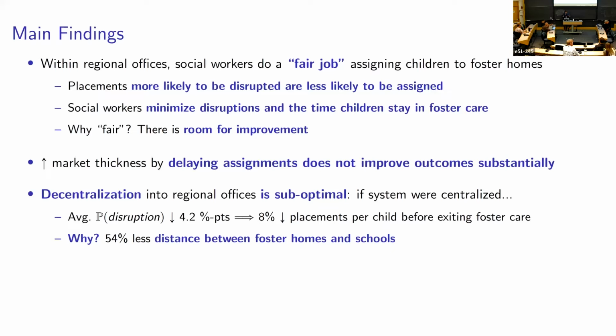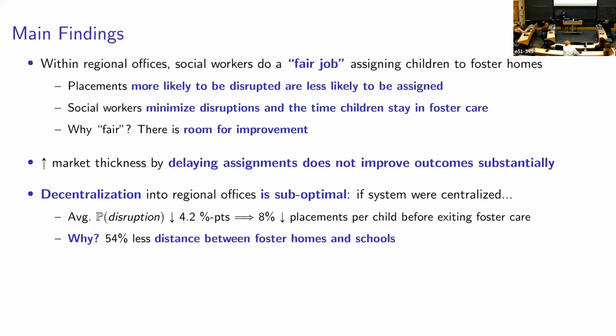However, the decentralization into regions seems to be suboptimal, in that there seem to be gains to be made. Okay? So to put some numbers here, if the regional offices were centralized to one county, the average probability of disruption would go down by up to 4.2 percentage points. And this would imply, on average, a reduction of 8% in the expected number of placements that children go through before they exit foster care.